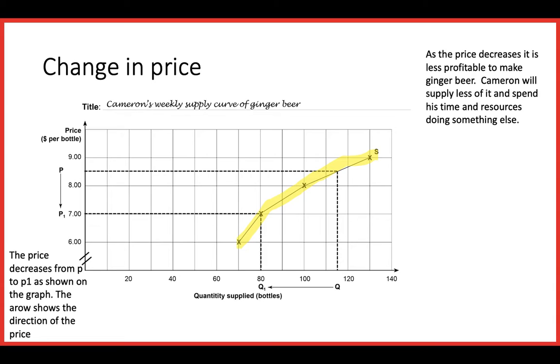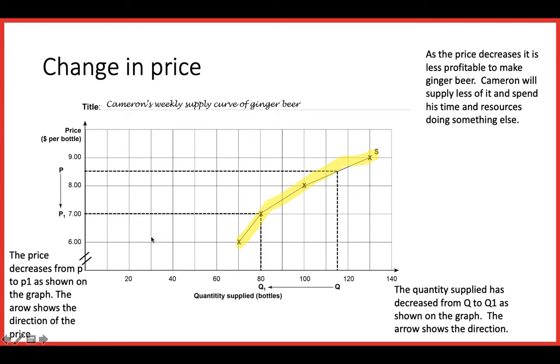Okay, the price decreases from P to P1 as shown on the graph, and the arrow shows the direction of the price. We're looking here. They've got P and P1 and they've got an arrow going down. And the same thing with the quantity. The quantity supplied has decreased from Q to Q1 as shown on the graph, and the arrow shows the direction of the change.